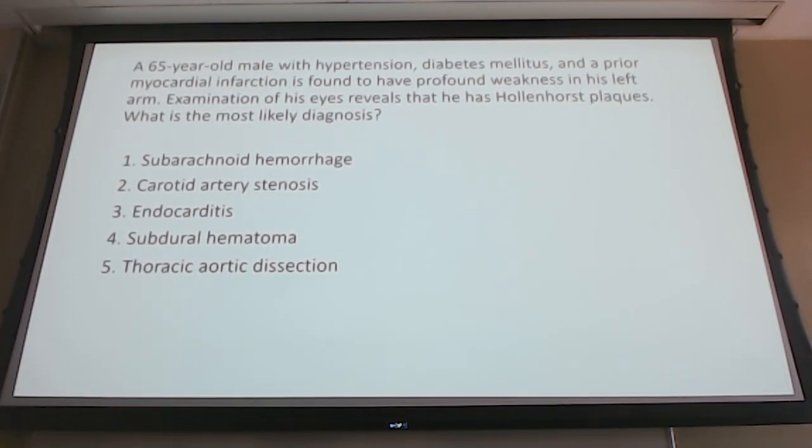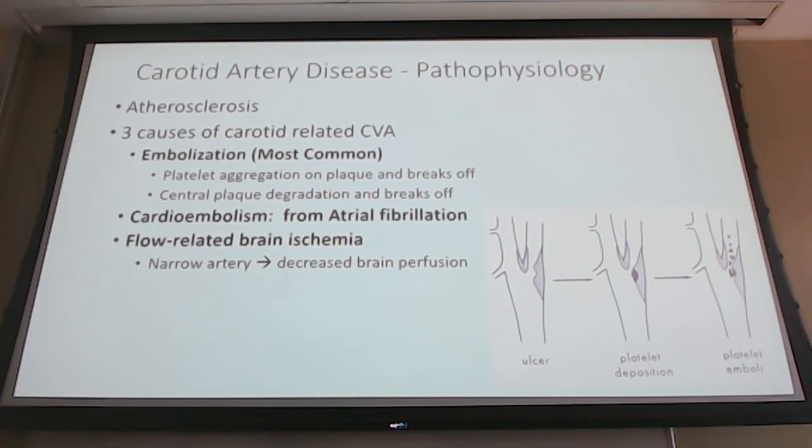All right, a 65-year-old male with hypertension, diabetes, and prior MI is found to have profound weakness in the left arm. Examination of his eyes reveals that he has Hollenhorst plaques. What is the most likely diagnosis? 2. Anybody disagree with 2? You want 3? Okay, yeah, 2. Carotid artery stenosis. 2. Okay. All right, so atherosclerosis is a very common cause. There isn't much else that causes it.